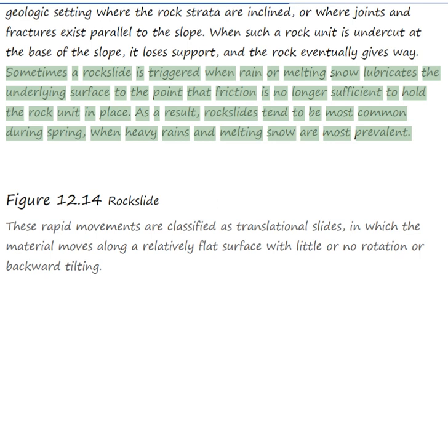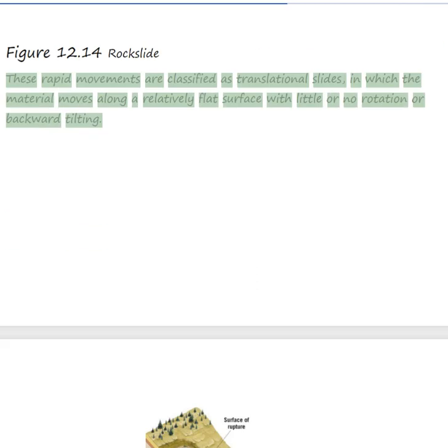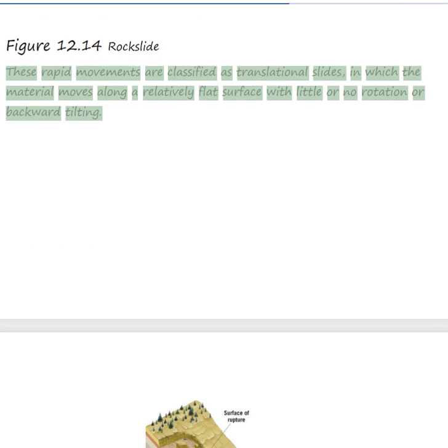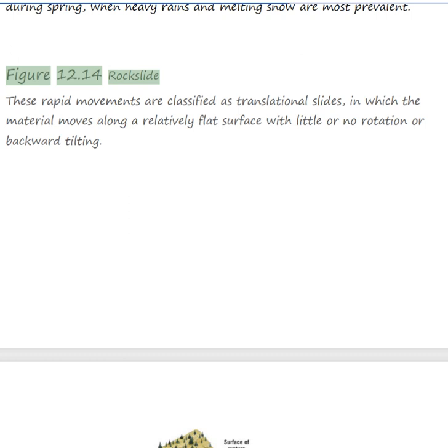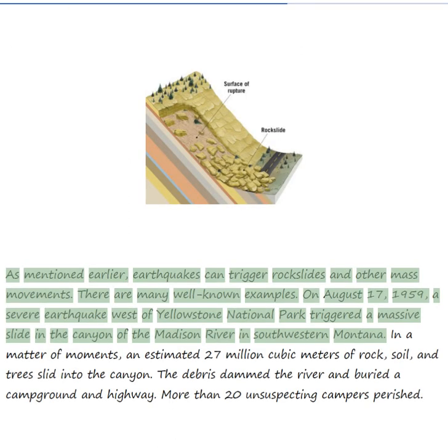As a result, rockslides tend to be most common during spring, when heavy rains and melting snow are most prevalent. These rapid movements are classified as translational slides, in which the material moves along a relatively flat surface with little or no rotation or backward tilting. Figure 12.14 Rockslide. As mentioned earlier, earthquakes can trigger rockslides and other mass movements. There are many well-known examples.